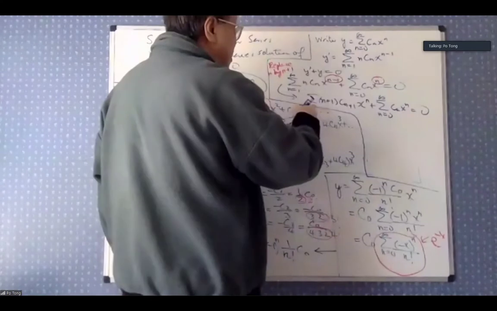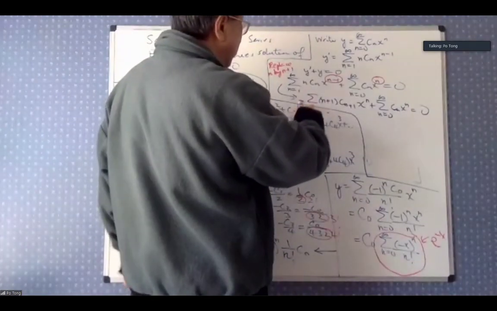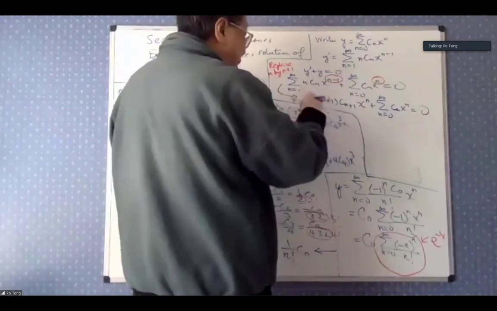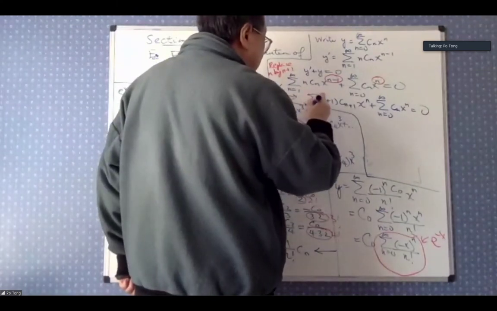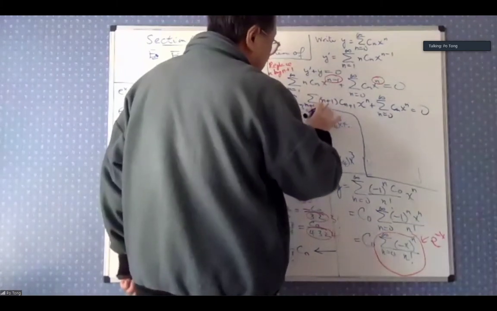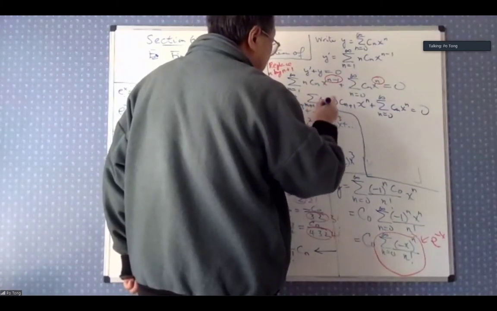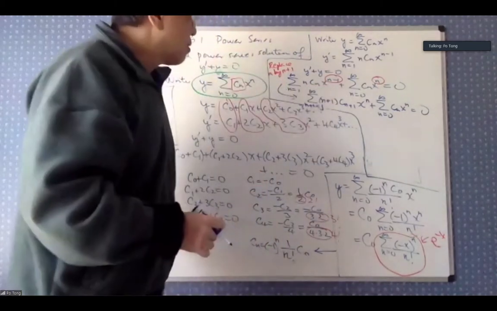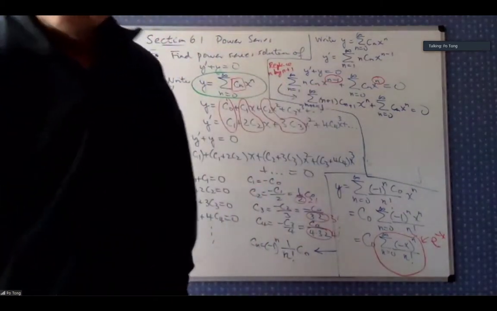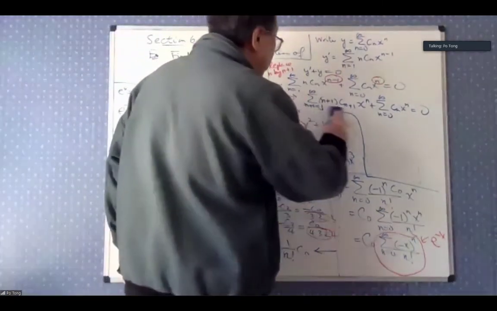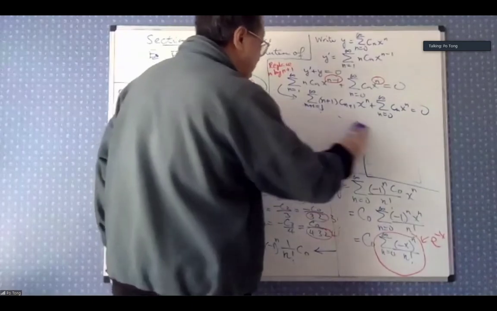Now here, it was n equal to 1 to infinity. I have to replace n by n minus 1. So everywhere I see an n, I change it to n plus 1. So this is n plus 1 equal to 1 to infinity. Do you guys still follow? Okay.